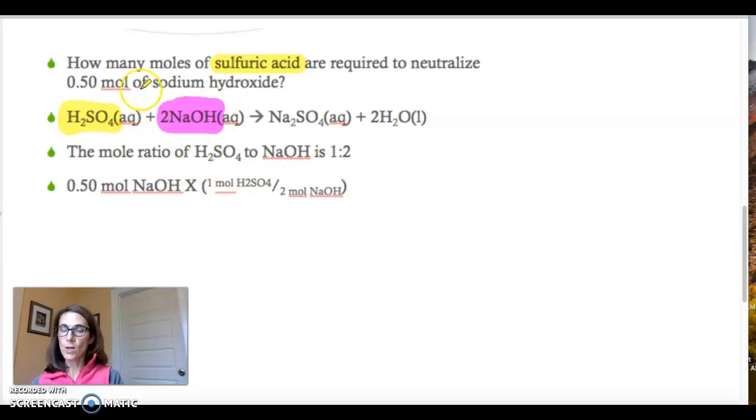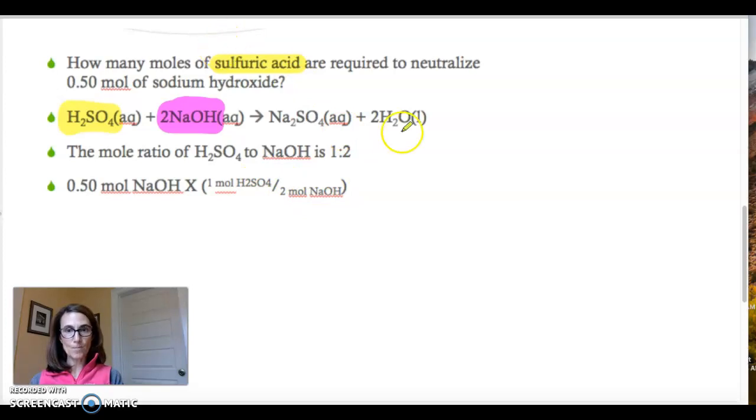Just like we talked about on the last slide, we need 2 moles of sodium hydroxide for every 1 mole of sulfuric acid, and again, it's because sulfuric acid is diprotic, and in the formula for sodium hydroxide there's only 1 hydroxide ion. So we actually need 2 moles of this for every 1 mole of this in order for those H+ and OH- ions to be in the same ratio. So the mole ratio of H2SO4 to NaOH is 1 to 2. All we have to do is multiply our 0.5 moles of NaOH times this mole ratio, 1 mole of H2SO4 over 2 moles of NaOH.